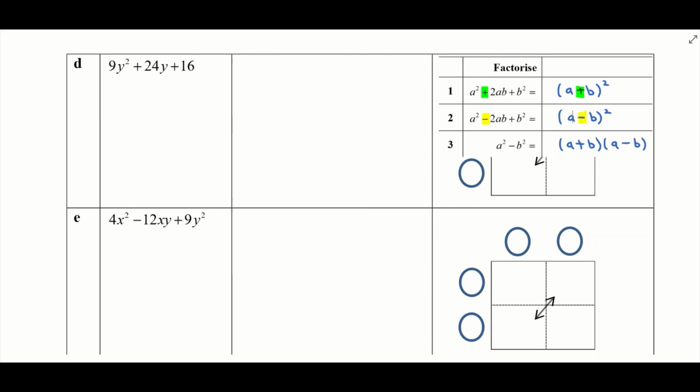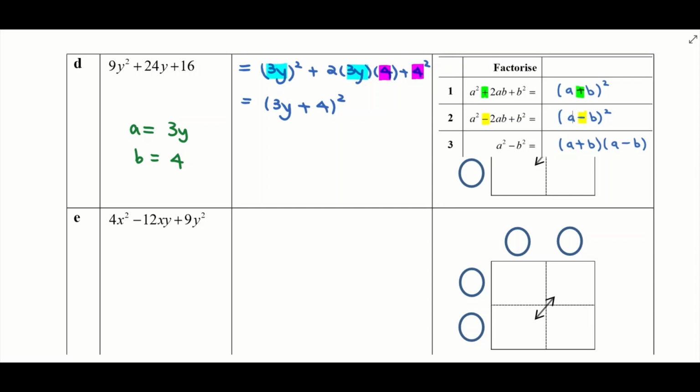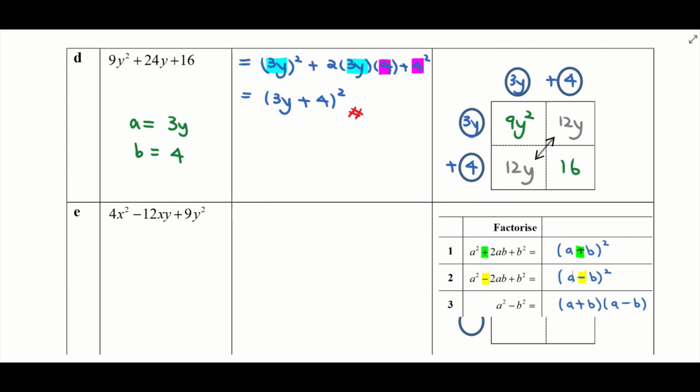I'll give you some time to find out what is the a and b for each of the questions. Pause this video and write down what is the possible a and b for this part D. a is 3y and b is 4. Why is it so? Let's just rewrite the expression. Now this form looks like a squared plus 2ab plus b squared, and this will give me (3y plus 4) whole squared, and we are done. If you have tried using the rectangle diagram, it might have taken you a longer time to do it, but it will still give you the same result.